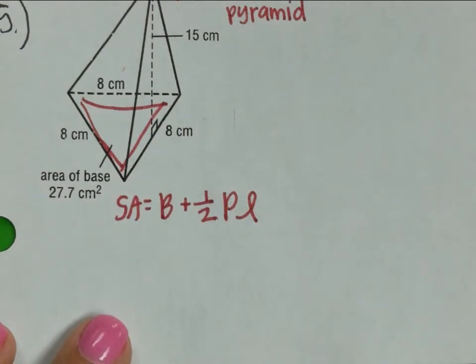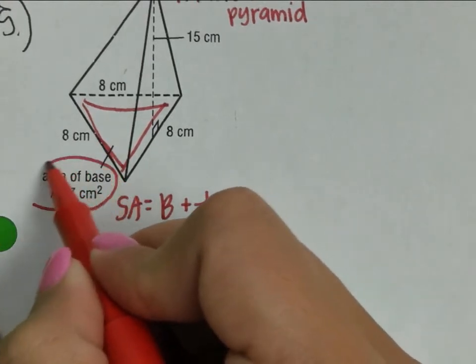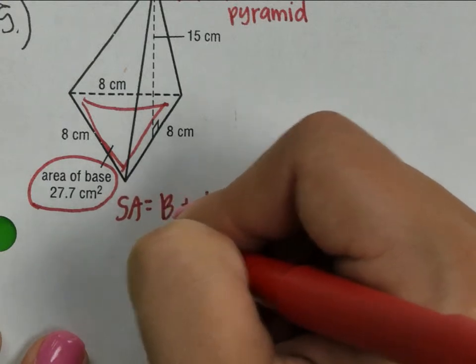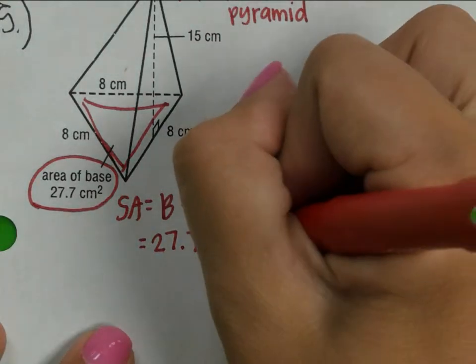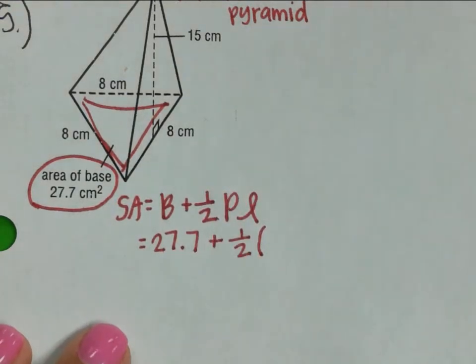And what does that capital B stand for again? Area of the base. Is that what this is right here? Yes, my area of the base is given to me. So it is 27.7. So all I have to do is plug that in for capital B. So I don't even have to find it. So now I've got 1/2 times P. How am I finding P again?